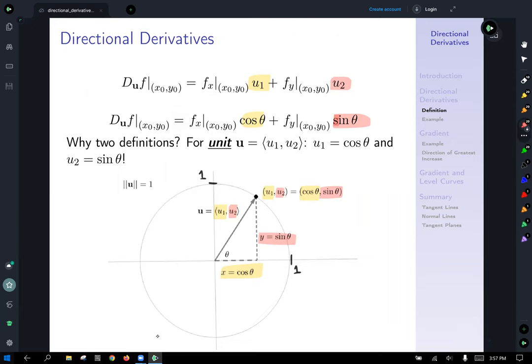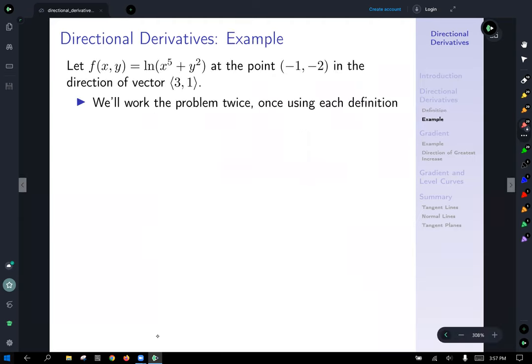Sometimes we might be given a unit vector to work with. Sometimes we might be given a direction. It's up to you if you want to convert between the two, but it's very possible. All right, directional derivatives, let's do some examples.